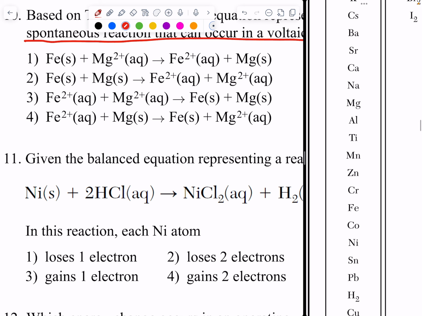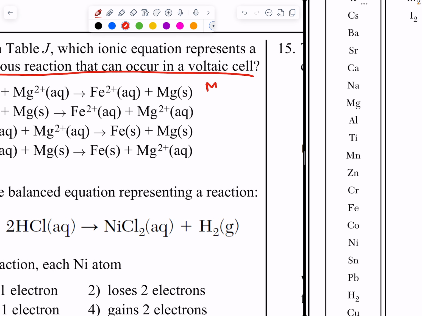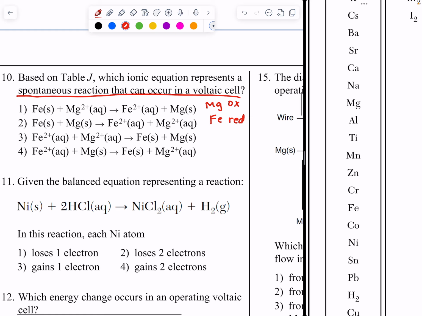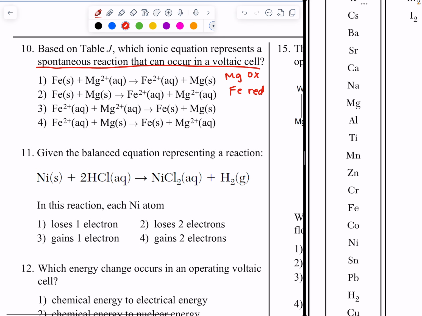Magnesium and iron. I found both of them, and it looks like magnesium is above it. Magnesium then would be oxidized, and iron would be reduced in order for this reaction to be spontaneous. So I'm trying to find the equation that does that. Oxidation, what's up, Leo? Reduction would be down. So I'm trying to see magnesium's oxidation numbers go up from left to right, and I'm trying to see iron's oxidation numbers go down from left to right.